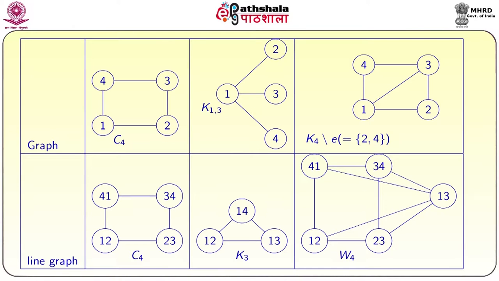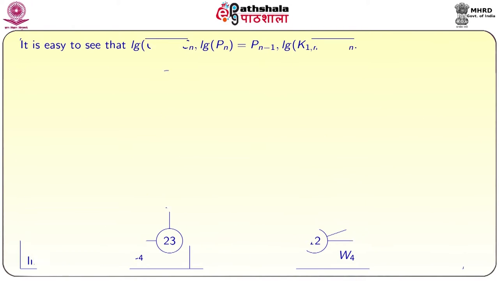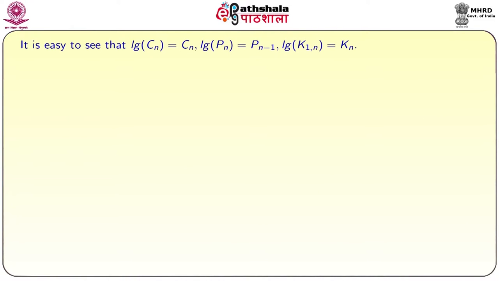Similarly, the line graph of K4 minus e turns out to be W4, the wheel graph. It is easy to see that the line graph of Cn is again Cn. The line graph of the path graph Pn is going to be Pn minus 1. And the line graph of a complete bipartite graph, in particular the star graph K1,n, is going to be Kn.